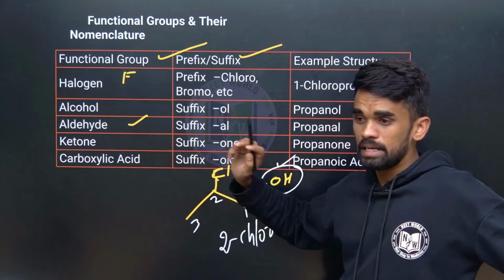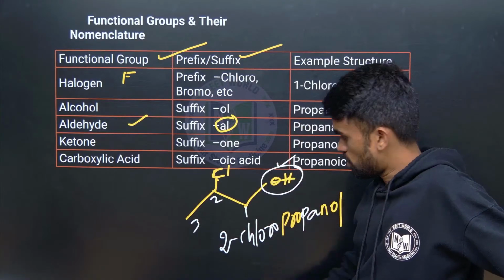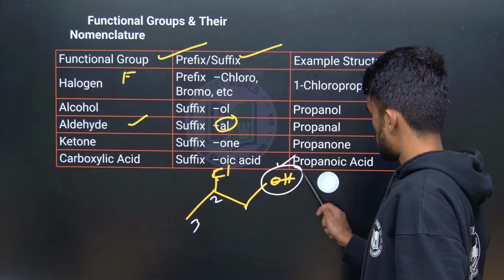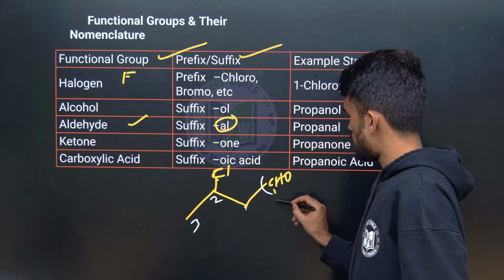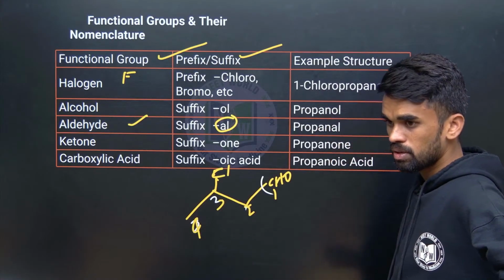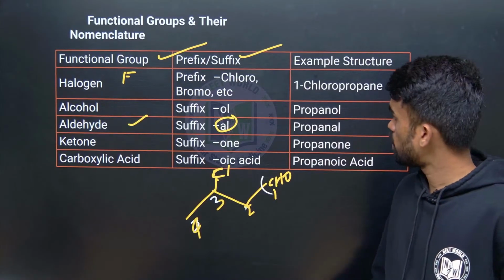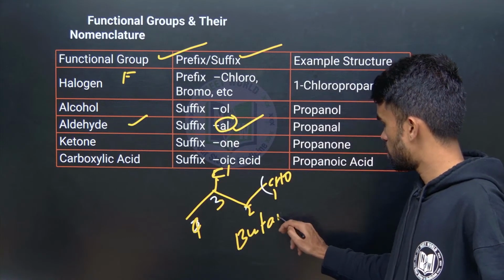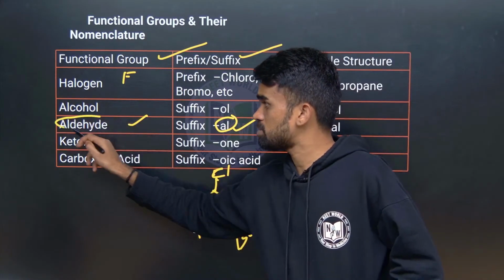Now we have aldehyde. Suffix should be al. Like instead of OH, if we have a CHO group, aldehyde group, so 1, 2, 3, 4. 4 carbons are there, right? Now tell me, what is the name? 3-chloro butanol. What is that? Butanol. Butanal. Like that. Okay.